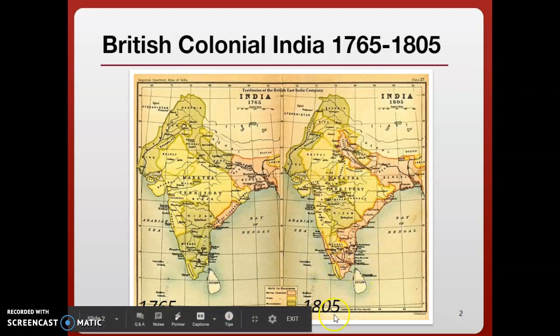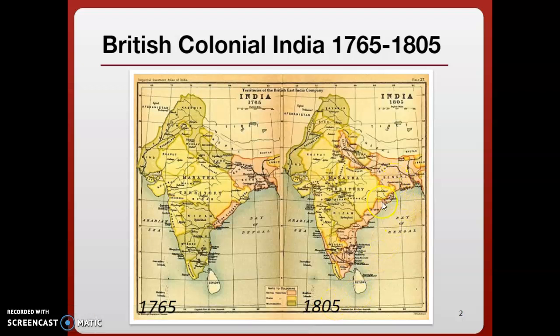But if we look at this other map in the year 1805, you're seeing that the British are starting to move into the interior of the Indian subcontinent where they're starting to take over more territory and more land. So I like to talk about this slide when I discuss this event regarding India and the British, because you start to see a change in territory, British colonial India between 1765 and 1805, about a 40-year time period.